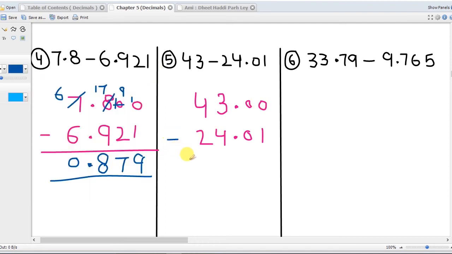Okay, now let's solve this question. We cannot take a borrow, as 1 is a bigger number, and we also cannot take a borrow from this 0. It means we still have to move on to the next neighbor. So to take a borrow from here, the number left here is 2, and this number becomes 10. Now we can take a borrow from this 10. So the number left here is 9, and this becomes 10. So 10 minus 1 is 9. 9 minus 0 is 9.